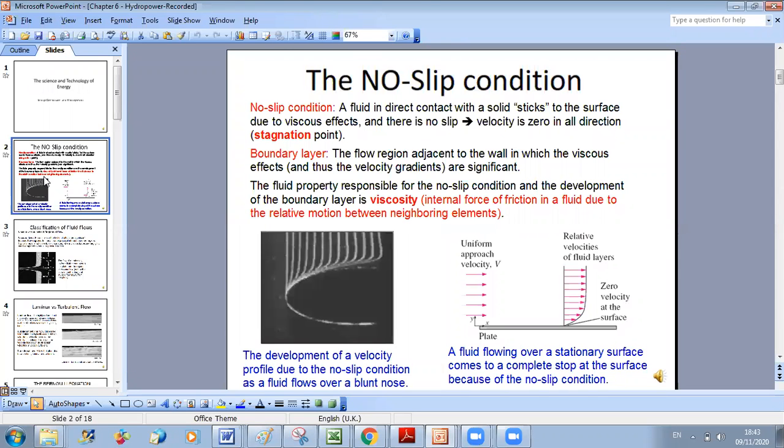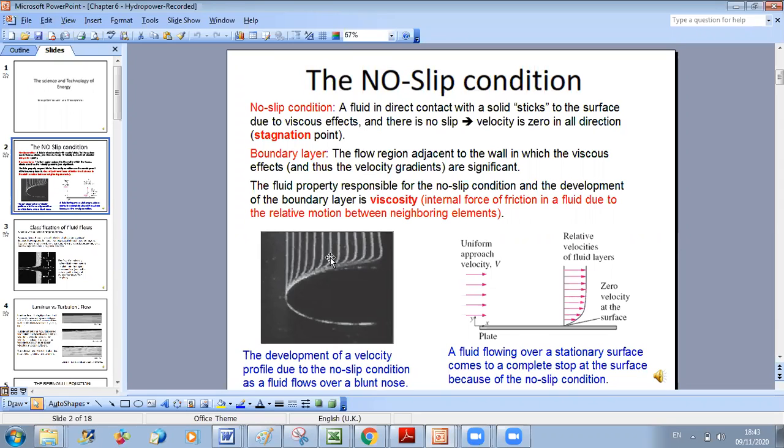So first, we have what is called the no-slip condition. What do we mean by the no-slip condition? A fluid that is directly in contact with a solid will stick to the surface due to viscous effect. So we don't have slipping between the fluid and the surface. In this case, we say that we have the no-slip condition.